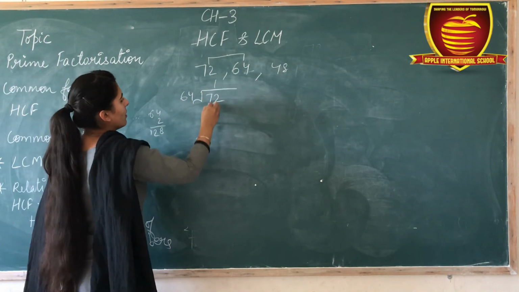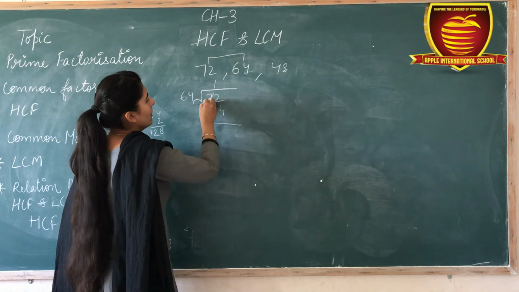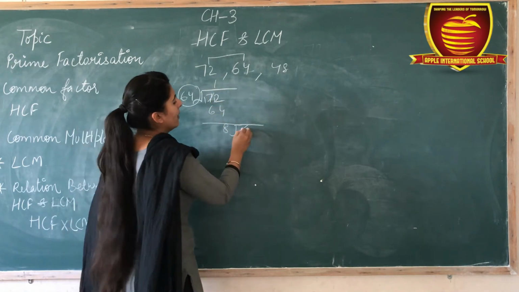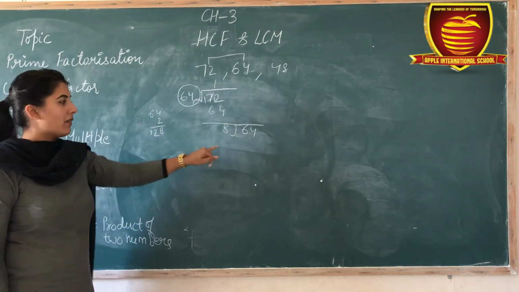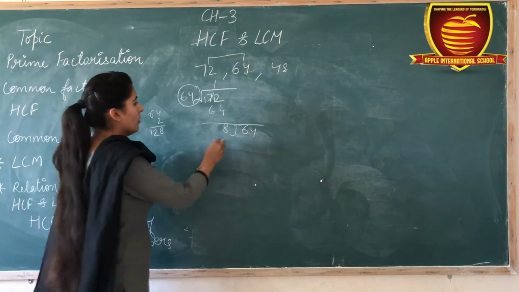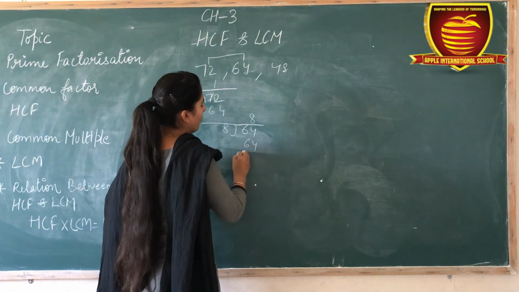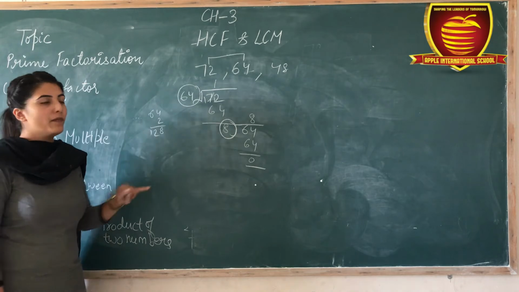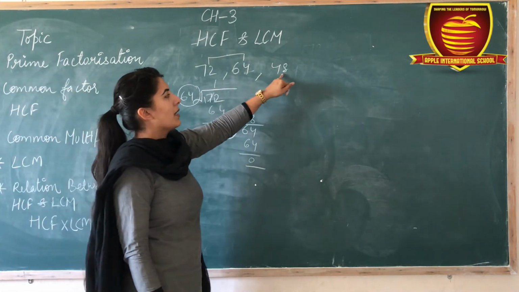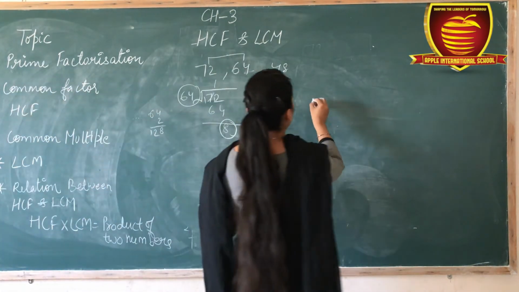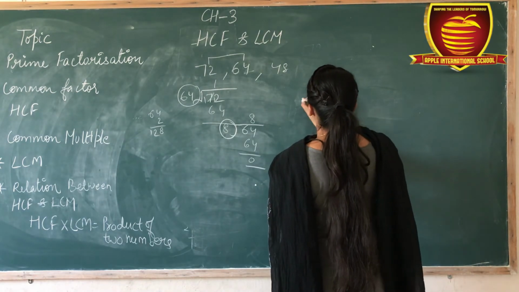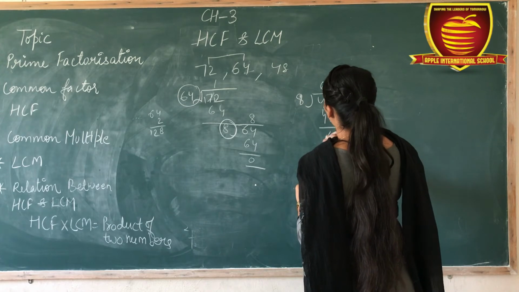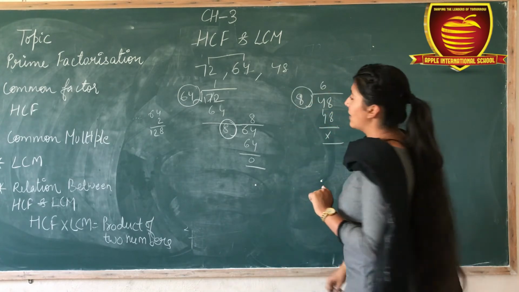128. So 8 and 4 are 64. 12 minus 4 is 8. Now we write this number here and divide it by 8. So 8 8s are 64. Means the highest common factor is 8. Now this is divisible by this. So how is this divisible by 48 and 8? 8 6s are 48. So the highest common factor is 8.